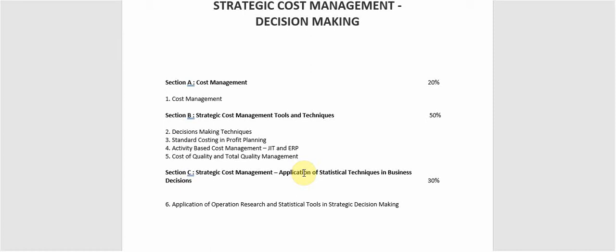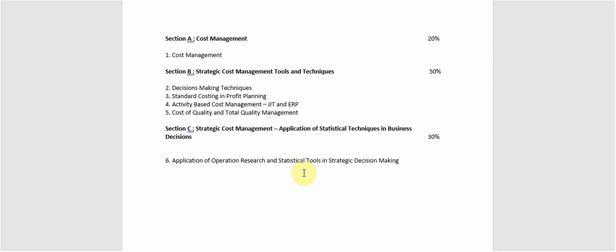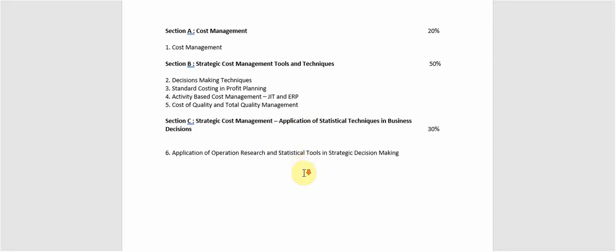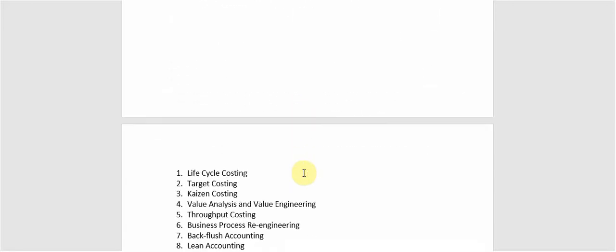We will explain the different examples given in our institute manual. After that, we will include some additional problems from each topic. In Section A, we have life cycle costing, target costing, Kaizen costing, value analysis and value engineering, throughput costing, and like that we have different topics in Section A.